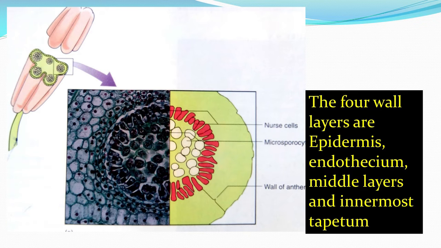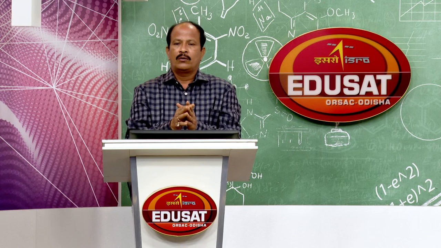These are very large cells, and the endothecium is ultimately responsible for dehiscence. Inner to the endothecium, the epithecium is single layered, the endothecium is a single layer of large cells, and the middle layers are very small cells, 2 to 3 layers inner to the endothecium. And the innermost layer of the wall is the tapetum. That is highly significant. Okay?